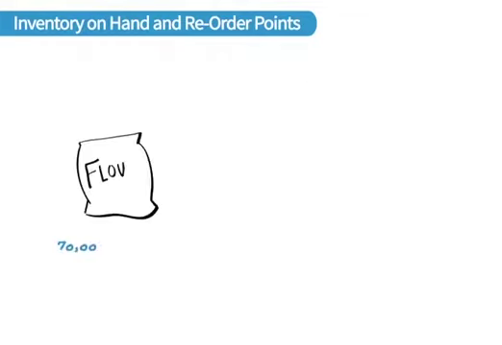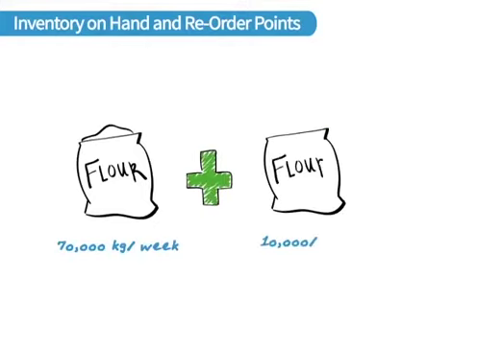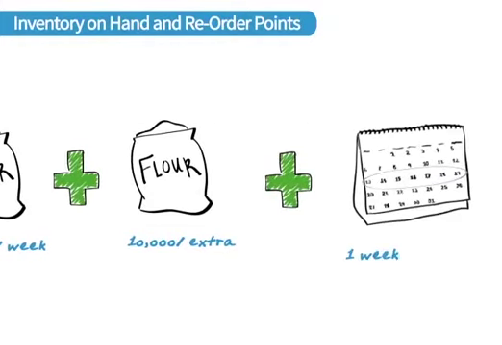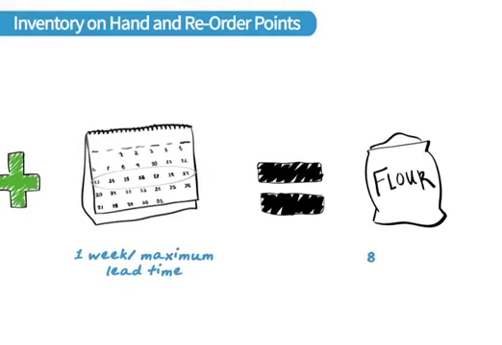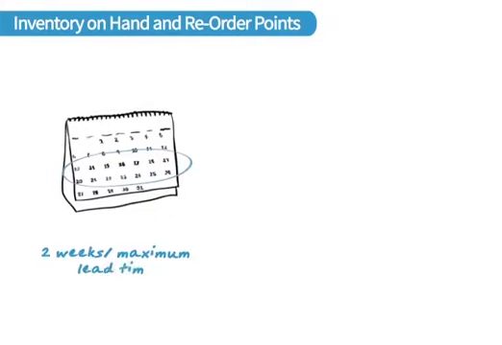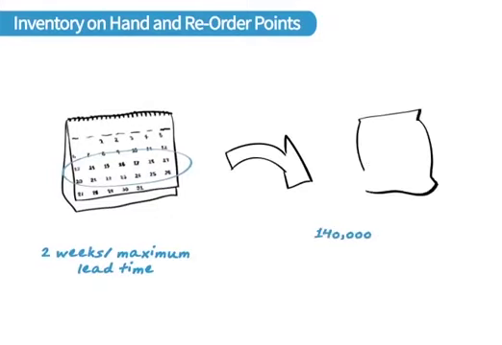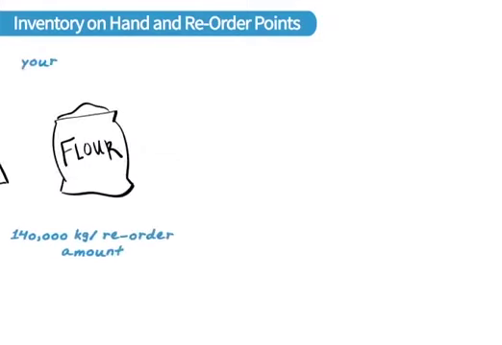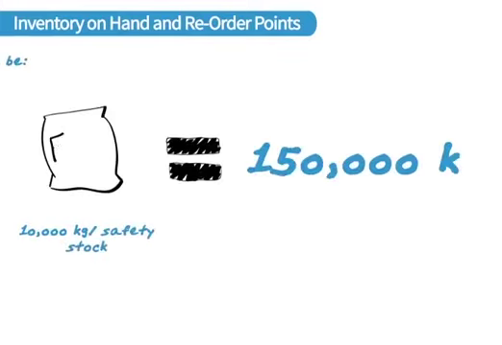Let's say that you use 70,000 kilograms of flour per week to make bread, and you normally keep 10,000 kilograms extra on top of what you need. If it takes you a week to get a new supply of flour after you order it, you need to have at least 80,000 kilograms of flour on hand when you place a new order of the 70,000 kilograms you will need. But if it takes you 2 weeks to get your order, you will need to order 140,000 kilograms of flour, and your reorder point in this case would be 140,000 plus 10,000.